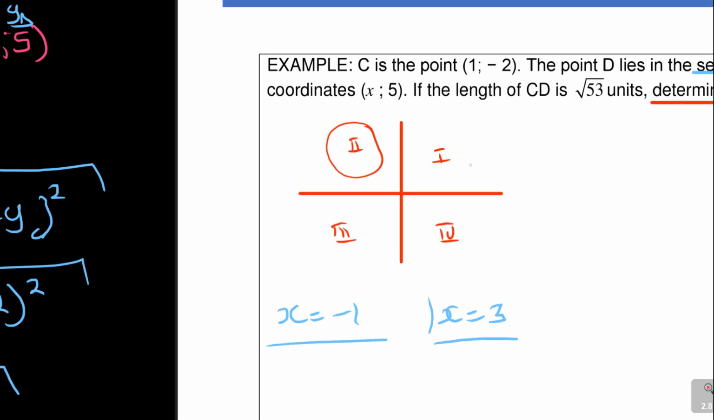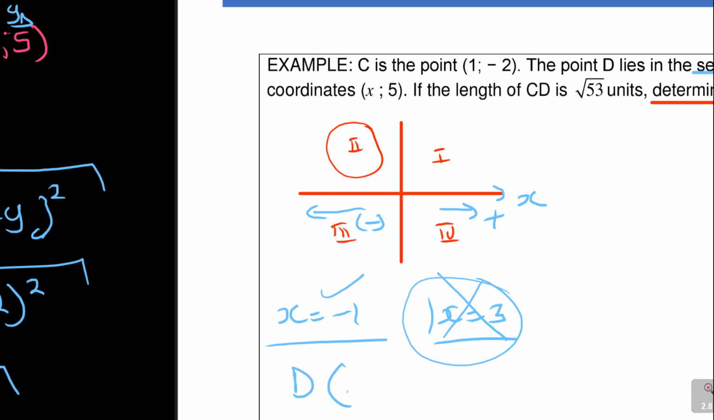You ask yourself, remember, these are my x-axis. So x, this direction is positive, but this direction is negative. So you can see that we cannot take this one because x is positive. So our answer here, you can say, therefore the coordinates of D are what? There it is. Minus 1, that's the x value. Take the minus 1 and 5. Because that's what they wanted.